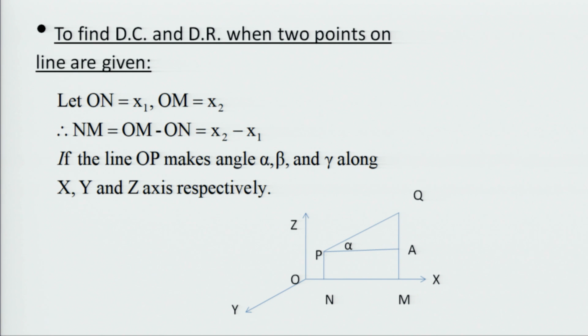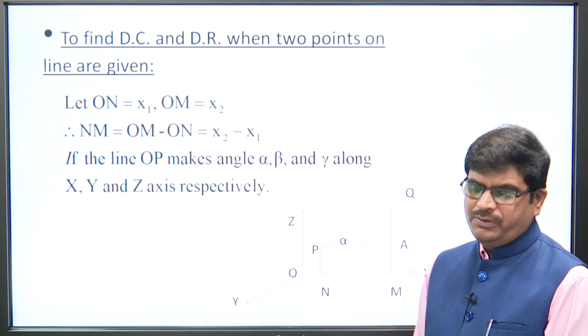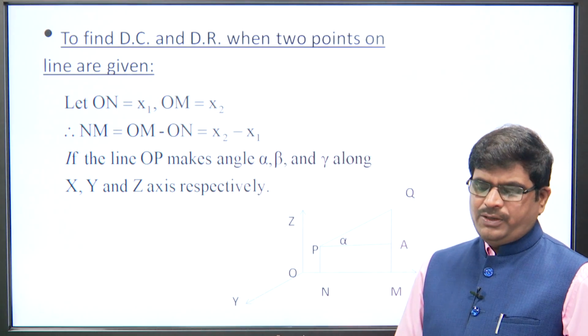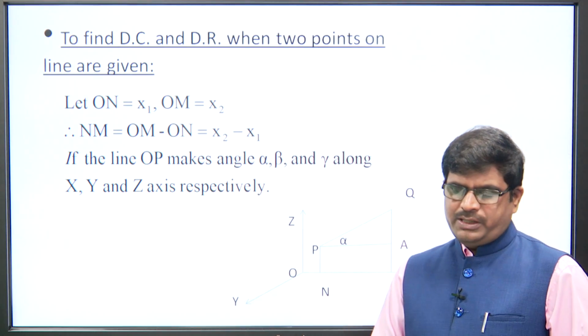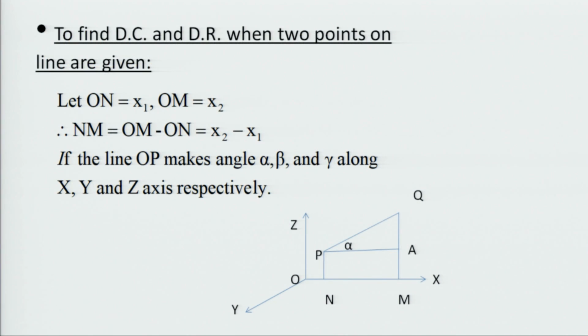To find the direction cosine and direction ratio when 2 points are given on a line, we have to find out the direction cosine and direction ratio of any 2 points which are given. Let us suppose P has coordinates x1, y1, z1 and Q has coordinates x2, y2, z2. From the points we draw perpendiculars on the x axis, Pn and Qm. This is making an angle alpha.